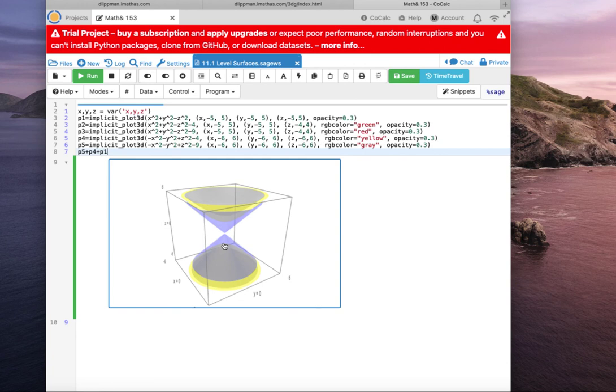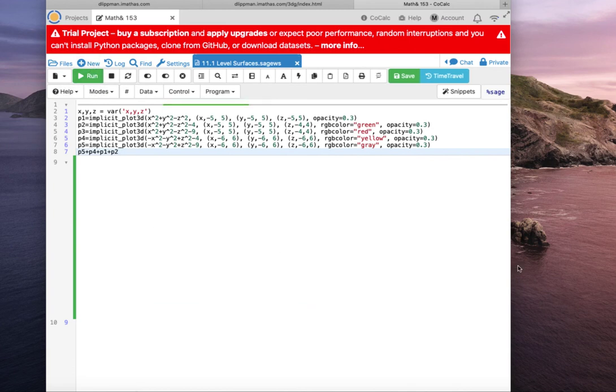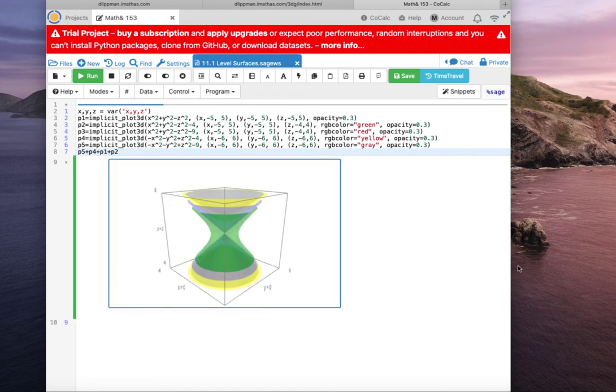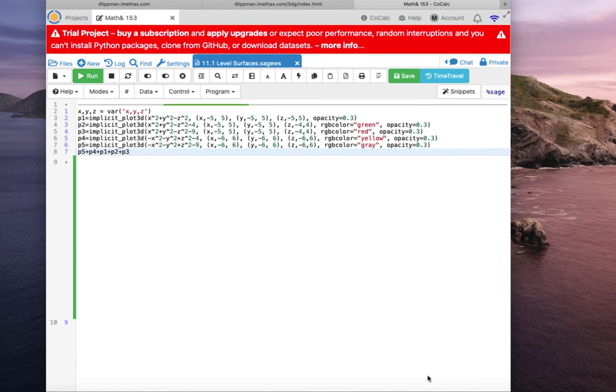All right, now we'll go ahead and set it equal to 4. And what did we say? When it's equal to a positive number, it should be a hyperboloid of 1 sheet. And you can see that there. And then finally, we'll add the last one. And so remember what these are.